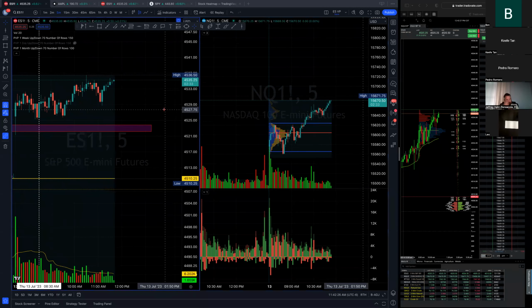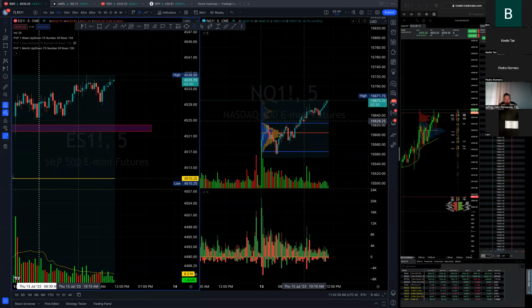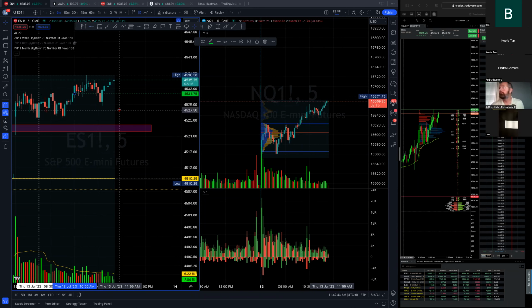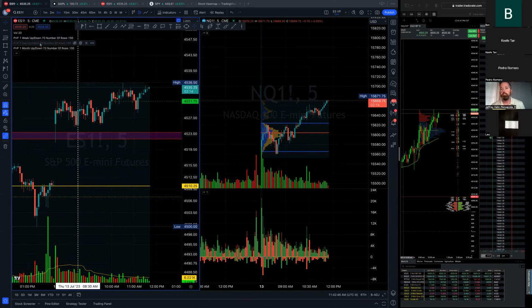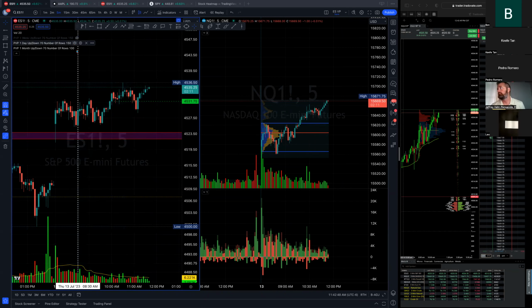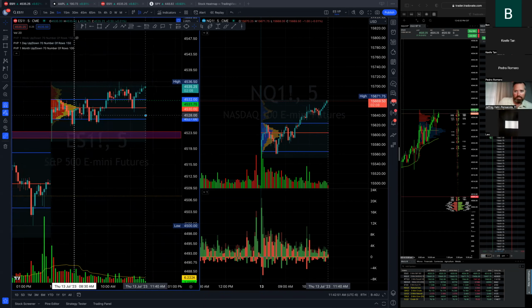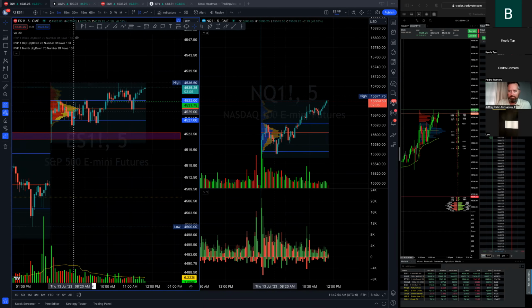Let's see. Where was this? Was it right here? Yeah, it was right here. So this was basically the ES breakout of the structure it made. Okay. And I like using volume profiles to see where the possible edges of the channel, I guess, are forming.